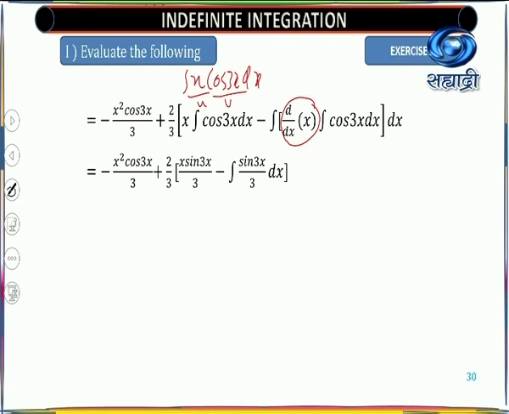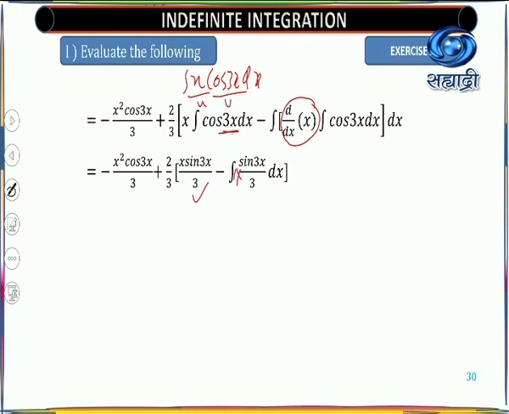You will get minus x square cos 3x upon 3 plus 2 upon 3, x as it is. You know that the integral of cos is sine, but the angle is 3x. So 3x, but this is a linear one, its coefficient of x comes in the denominator. So you'll get x sine 3x upon 3 minus derivative of x, which is 1. So what you will get here? 1 into, again this value is already known to you, that is sine 3x upon 3 dx.